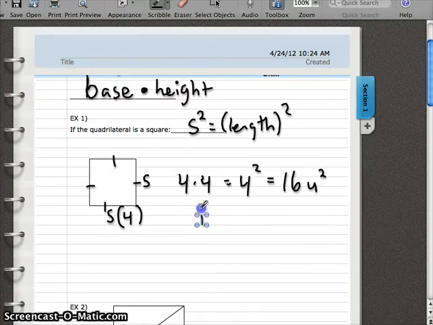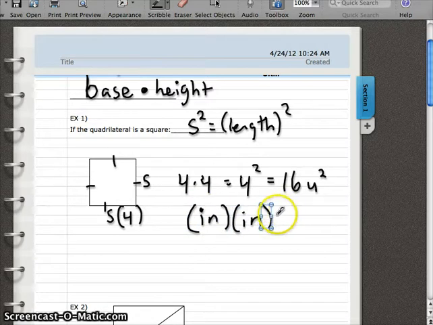And the reason we get a square unit, let's take inches for example. If I multiply inches by inches, well then I get inches squared. And that's essentially what we're doing. We're multiplying our units by themselves, and we get a square unit.